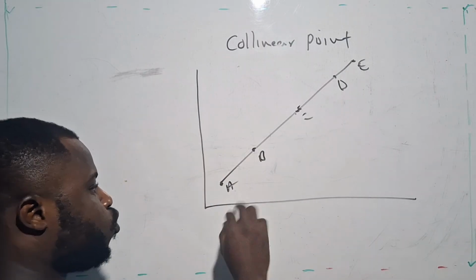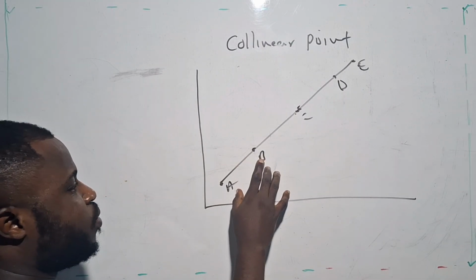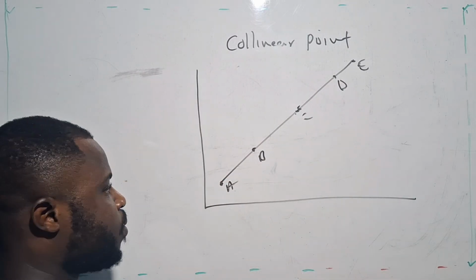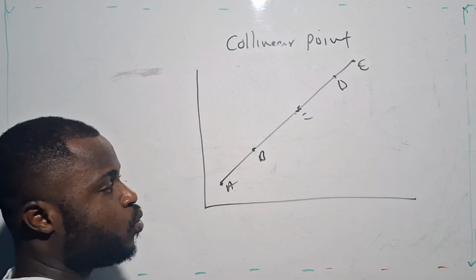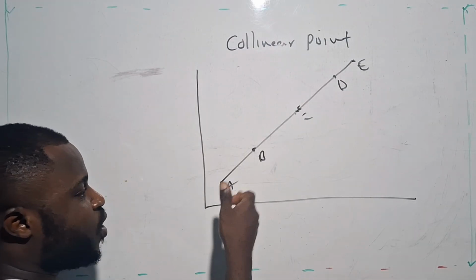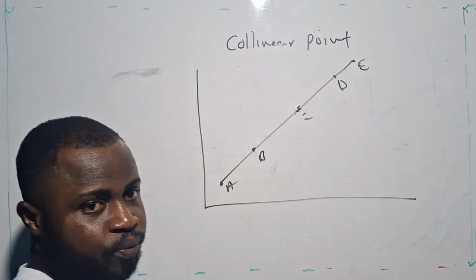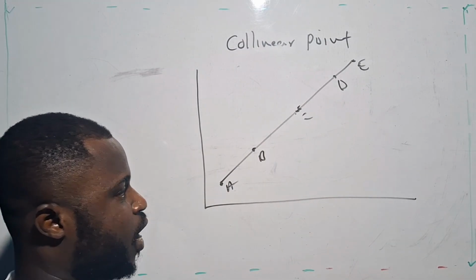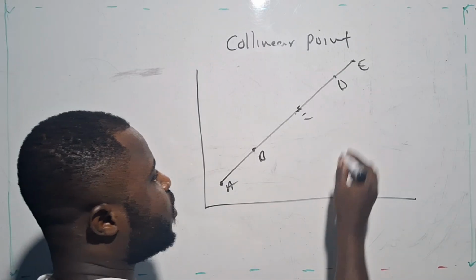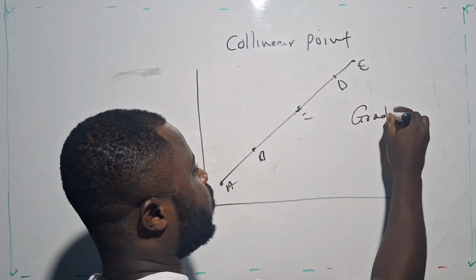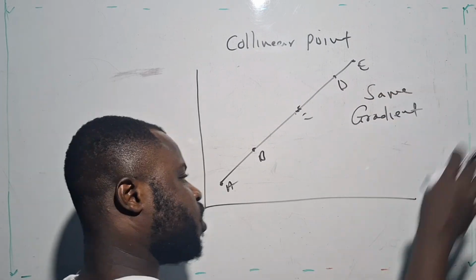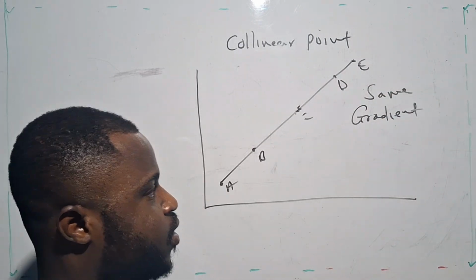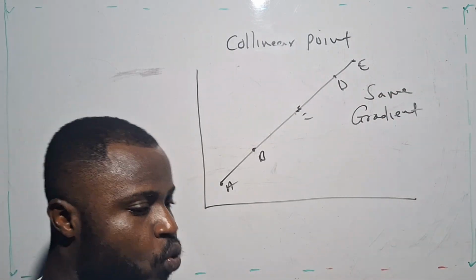Now, if you pick the point here and the point here, maybe they will give you 3 points to determine the gradient. So they will give you points A, B, C. Then they will tell you to determine if A, B, and C are collinear. Yes, and I've told you, if they have the same gradient or same slope, you conclude by saying the points are collinear.